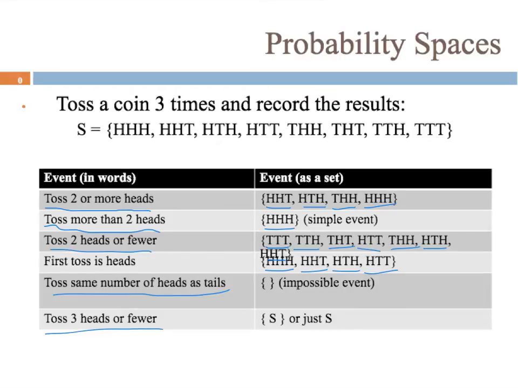And the last one, toss 3 heads or fewer. This is a very vague description, so we could have all heads, notice back up top, or fewer than 3 heads, which pretty much refers to all the other possibilities. So we could just say that that event includes the entire sample space. And we could say the probability of that would be 1 or 100%.